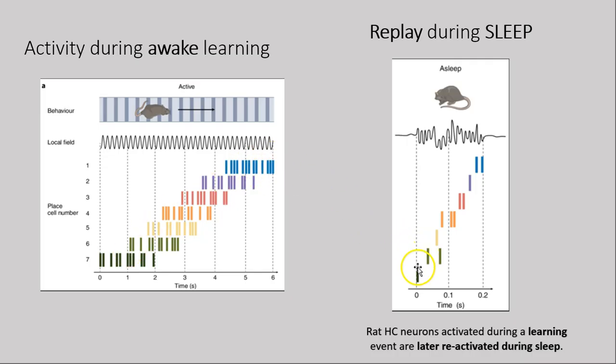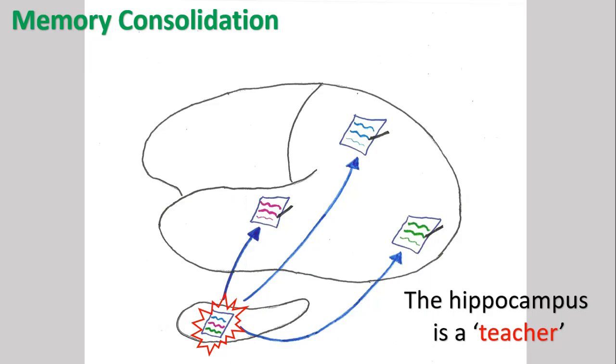Look at what happens when the animal goes to sleep. We have the same neurons being reactivated in a similar pattern of activity. So again, the electrodes were still in the animal's brain when the animal went to sleep. So you can just follow the activity of those neurons during sleep, and we get the same kind of pattern of activity. So the rat hippocampal neurons activated during a learning event are later reactivated during sleep. So this is evidence for this hippocampal replay idea.